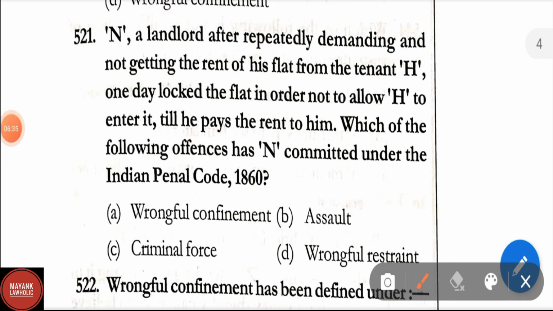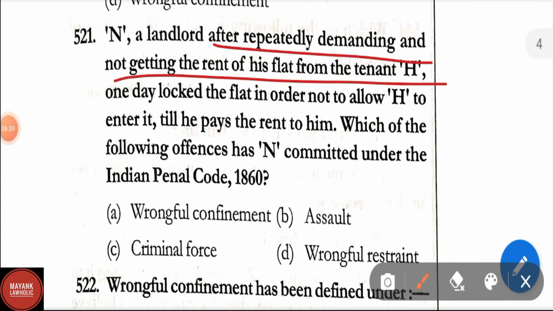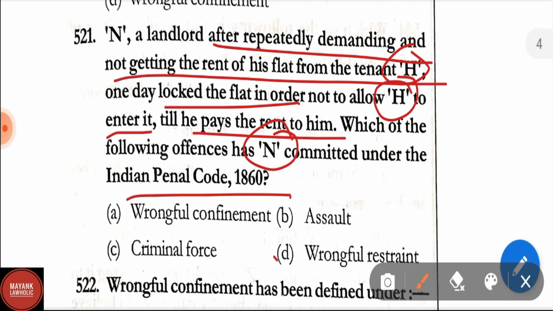A landlord, after repeatedly demanding and not getting the rent of his flat from the tenant H, one day locked the flat in order not to allow H to enter it till he pays the rent to him. Which of the following offences has the landlord committed under IPC? Wrongful confinement, criminal force, assault, wrongful restraint. Here correct answer is wrongful restraint.